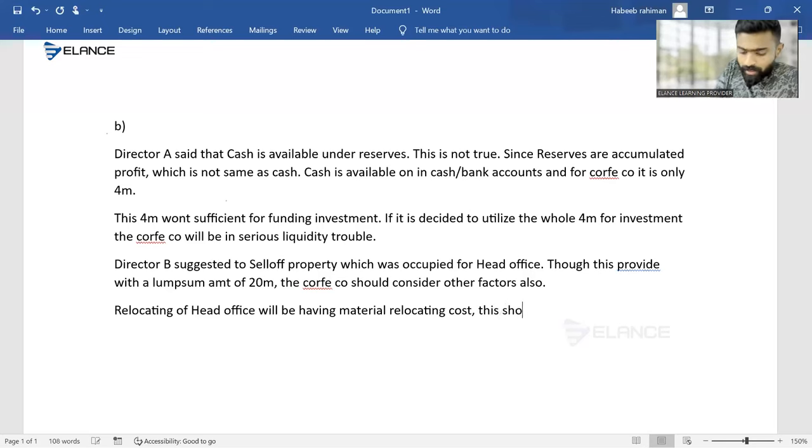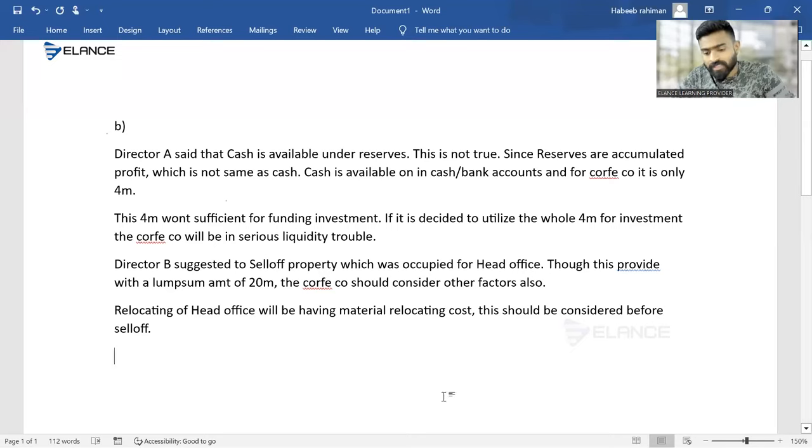This should be considered before the sell-off. Plus, after relocating, the entire head office is split into small groups of members. There will definitely be some operational inefficiency since they are split into separate offices.